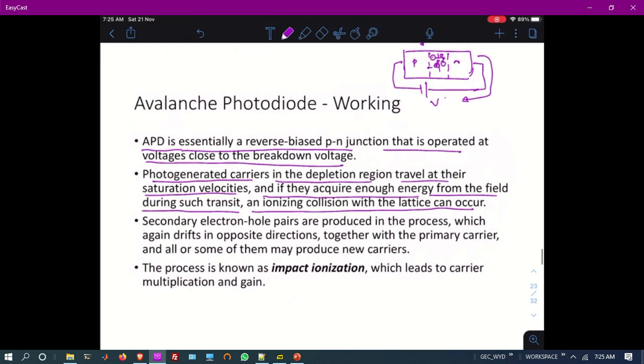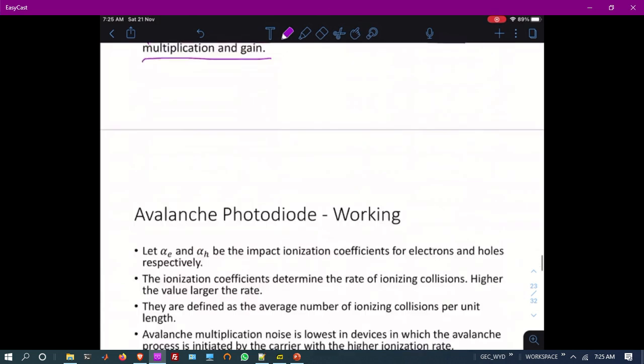So, the primary electron and hole are the ones which are created by the photon, and the secondary electrons or holes, or charge carriers, are the ones created by bombarding with the primary carriers. The secondary electron-hole pairs are produced in the process, which again drift in opposite directions together with the primary carrier, and all or some of them may produce new carriers. So, primary carriers will hit and produce an electron and hole, which will again hit another electron and hole, and so on. This process is known as impact ionization, which leads to carrier multiplication and gain. It's called impact ionization.